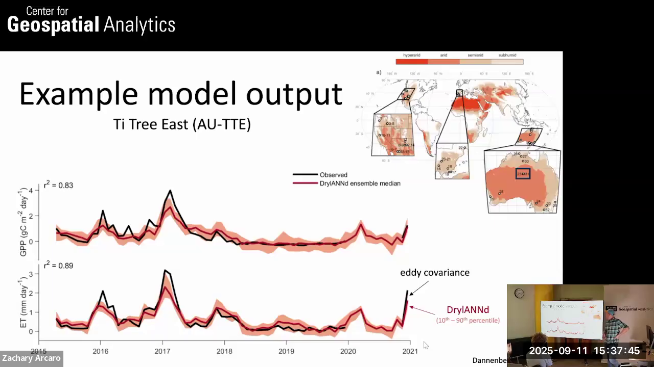This is a different site from Australia, the Tea Tree East site. And you can see our model did a pretty good job at picking up this really extended drought, this multi-year drought that had occurred, where basically this site was not photosynthesizing at all. And we were able to capture that. That's just a few examples.